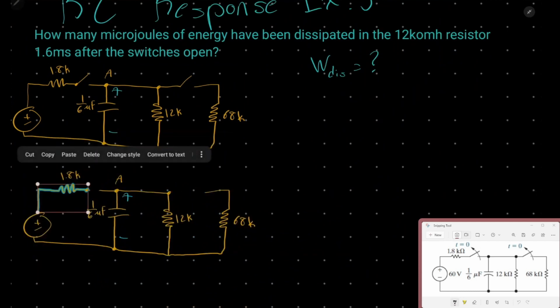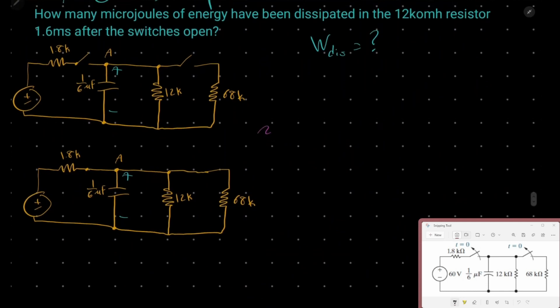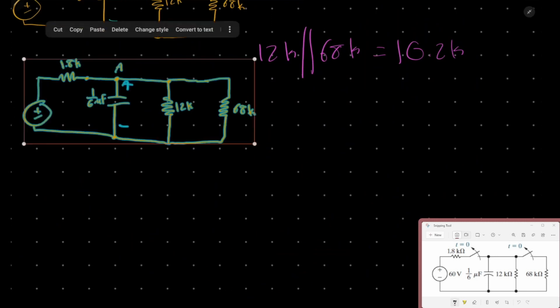So switches closed. And then we'll see that we can actually combine these resistors now. To combine resistors in parallel, we add the inverse of each one and then take the inverse of the answer. I've already done the calculation, so this will equal 10.2K. We will quickly redraw it again with this new combination.